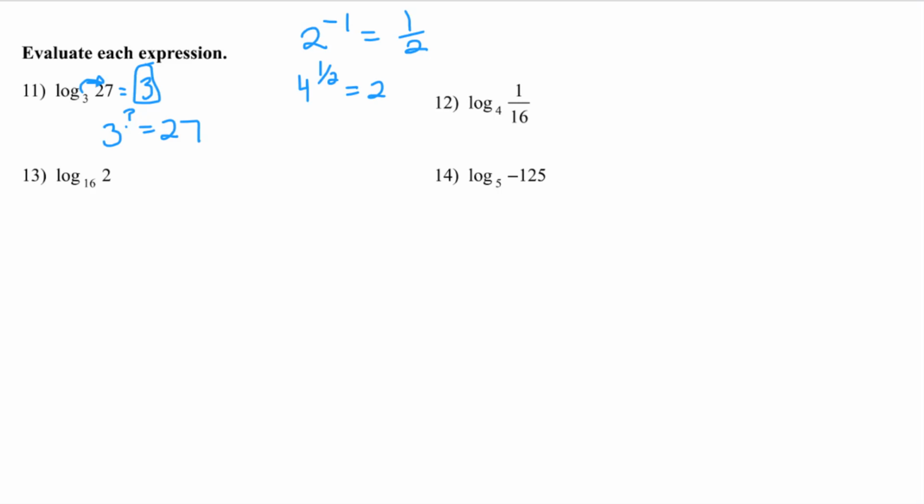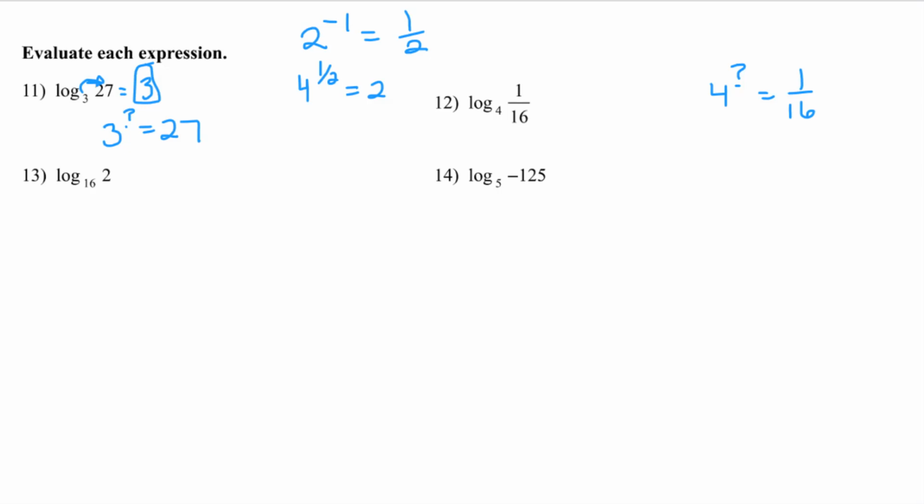So log base 4 of 1 over 16 is asking us, 4 to what power is 1 over 16? So we got to think about this in a couple ways. It's a fraction on this side, and it's not on the left, so there must be a negative involved. And then we think, well, what exponent would get us from 4 to 16? 4 squared is 16. So the combination of things we need here is we need a negative, and we also need a 2.